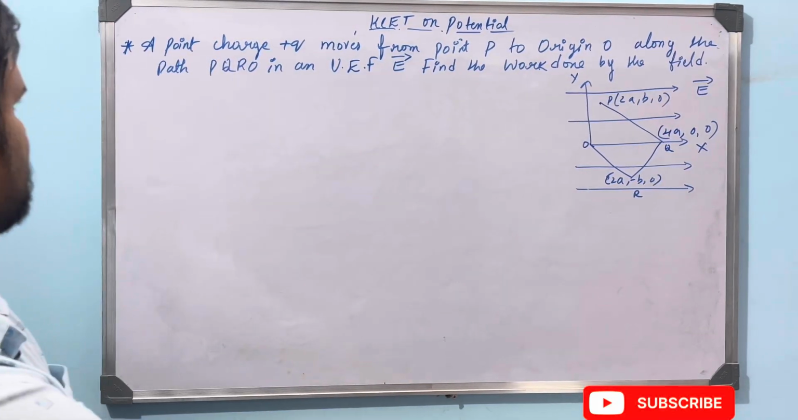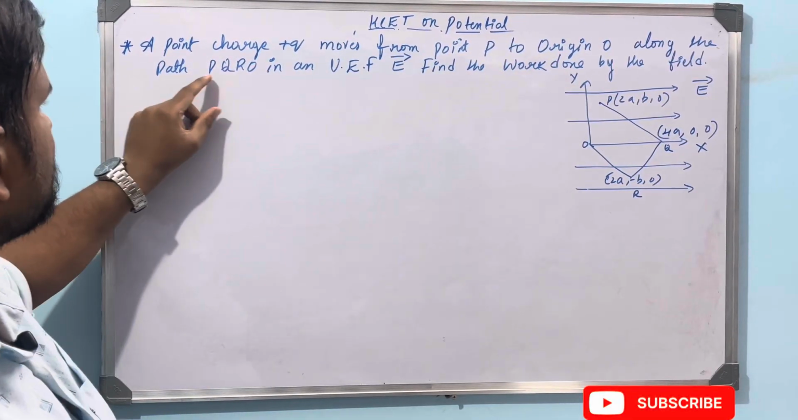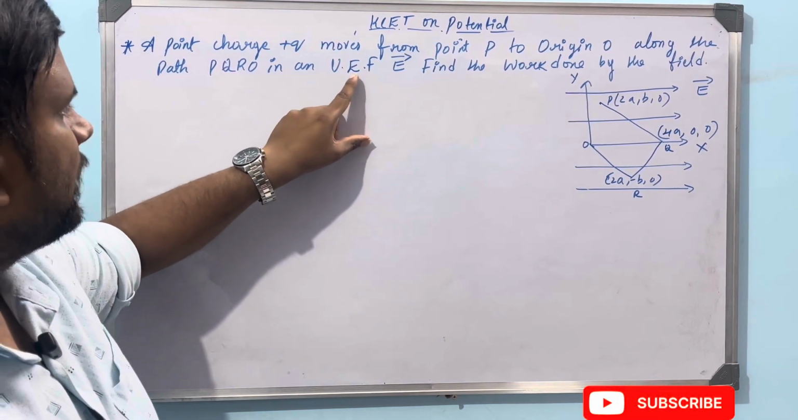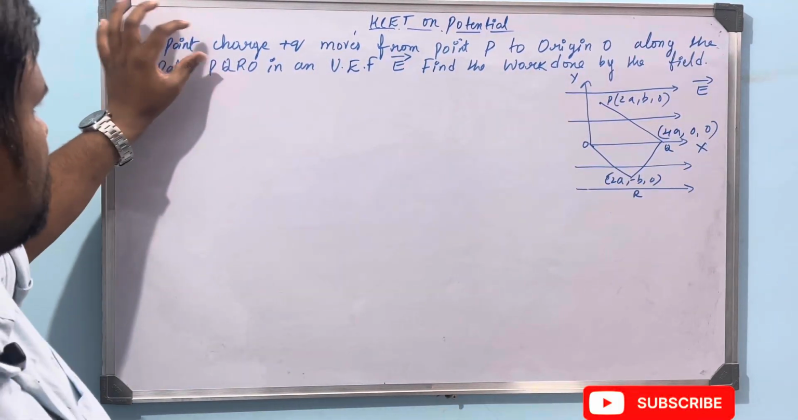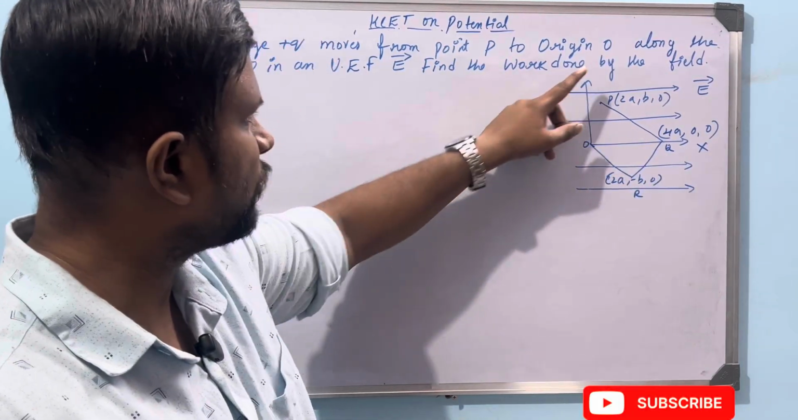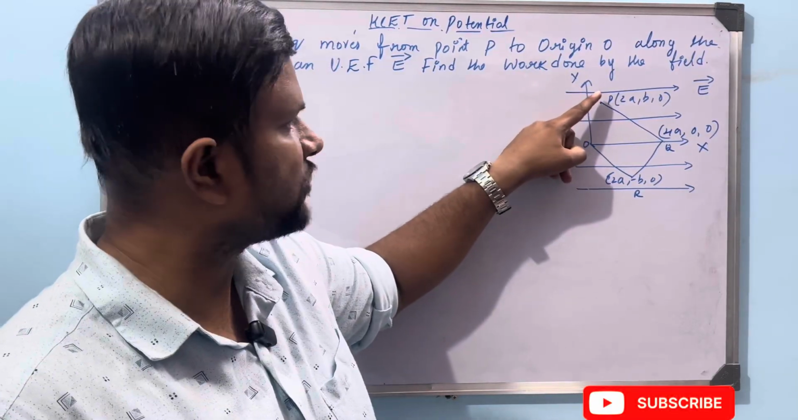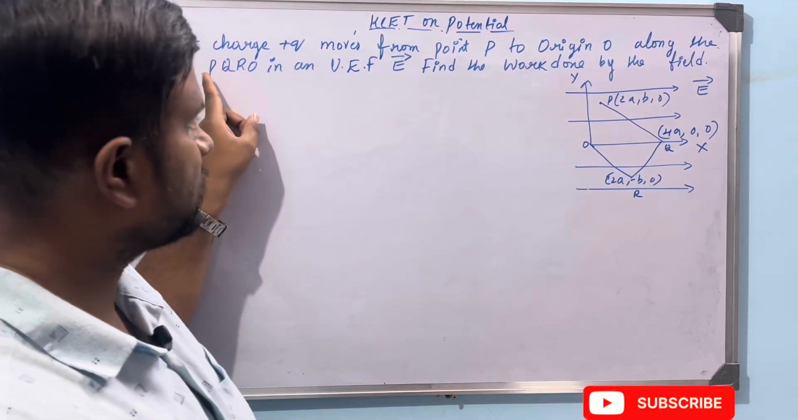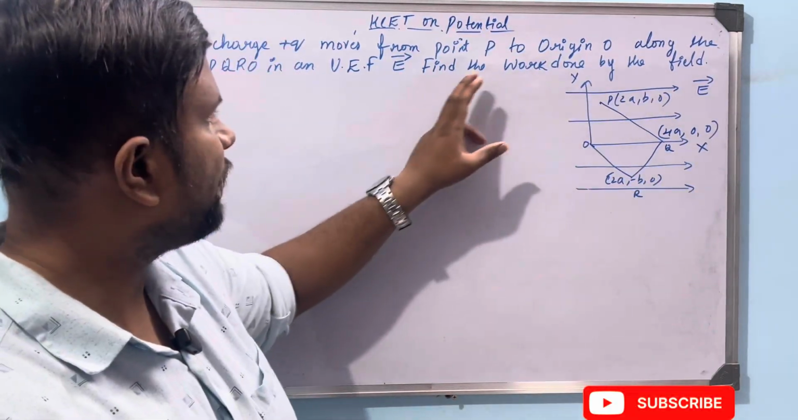Now the next numerical is: a point charge plus Q moves from the point P to the origin O along the path PQRO in a uniform electric field. UEF means uniform electric field, E. Find the work done by the field. The point charge, a unit positive charge, is moving along the path P, Q, R, O in a uniform electric field. Find the work done by the field.